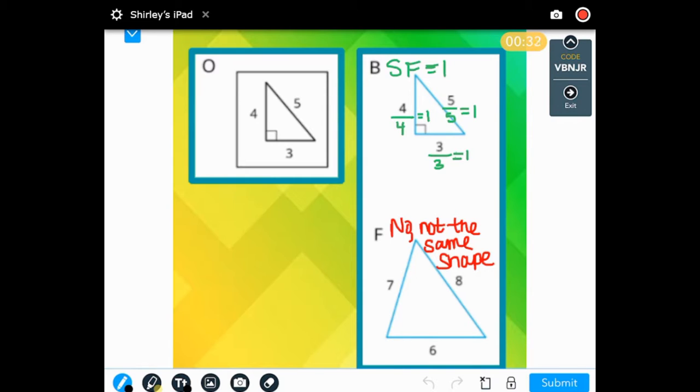Thirty more seconds to finish up. Again, show your math work. I want to see that you're finding your scale factor. If you're circling something, divide your corresponding sides out to see what you get.